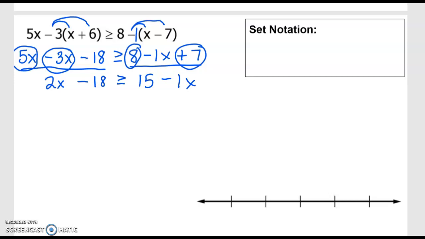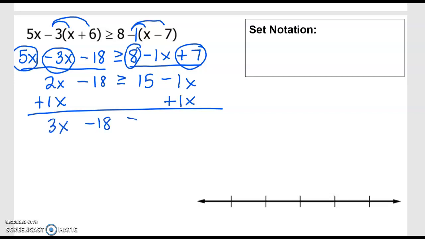I'm going to move all the x's to the left side. So I want to move this -1x. Remember, when I'm ready to start moving things, I do the opposite sign. So it's a -1x, so we're going to add 1x. You only do the opposite or the inverse operation if you're trying to move things to the other side. So 2x and 1x, that's 3x minus 18 is greater than or equal to 15. Those are gone. Okay, now I need to move my constant, so it's a -18.